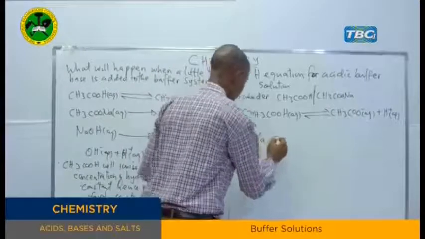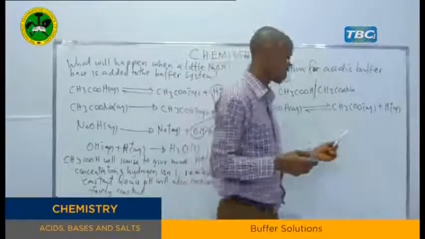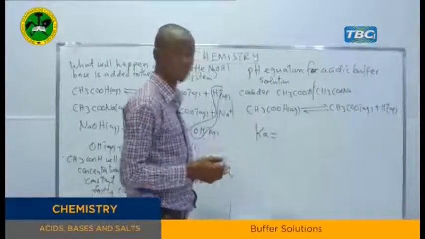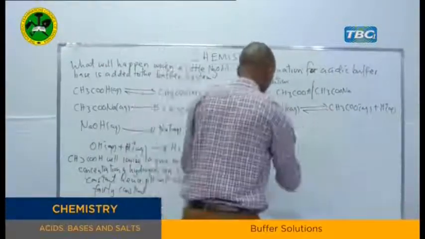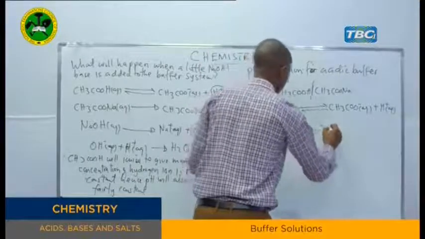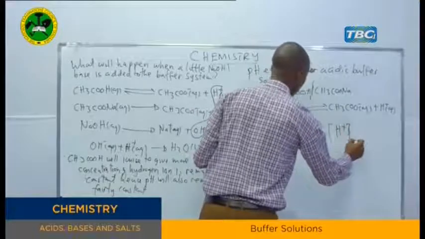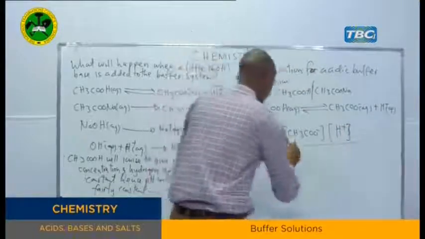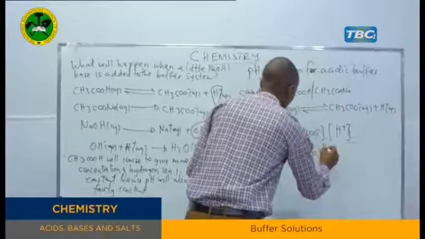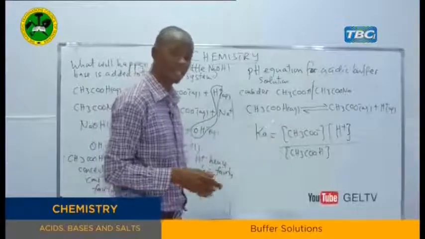The ionization constant for the acid will be the product of the concentration of the products divided by the concentration of the reactant. So it is very simple, as you can see. The concentration of the acetate ion multiplied by the concentration of hydrogen ion divided by the concentration of acetic acid. That is the ionization constant for the acid.